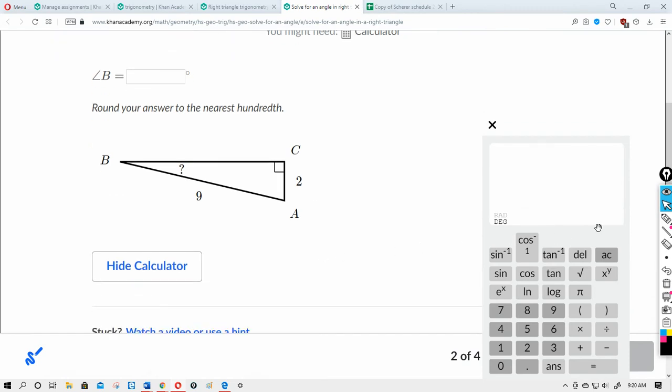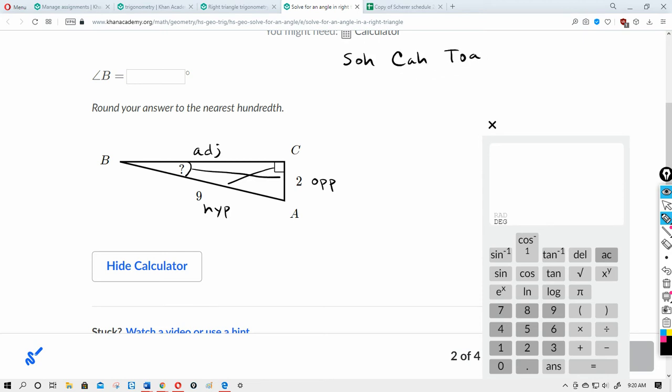All right. So go to your angle that's being referenced, this question mark here. Go across from that. That's your opposite. Go across from your right angle. That's your hypotenuse. The remaining side is adjacent. Okay. And use SOHCAHTOA. All right, we do not have the adjacent side. You can cross it off. We have hypotenuse and we have opposite. So which one are we using? Hypotenuse and opposite uses sine.